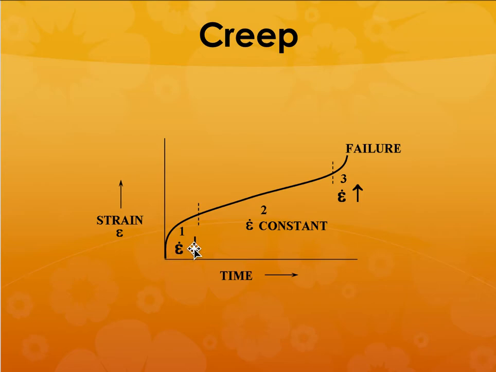So this one is called the first stage of creep. This is called the second stage of creep, and this is called the third stage of creep. So the creep rate in the second stage is called steady state creep rate because most of the time it is constant. So based on that, you can determine whether or not a component is going to fail and how long it is going to last.